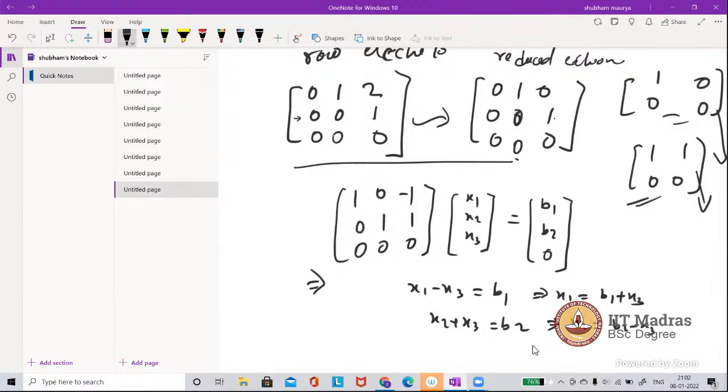b2 minus x3. That is okay. So in this case, sir, x1 and x2 are dependent and x3 is independent. Exactly. So how do we get that? In the row reduced echelon form, or the row echelon form, whatever that may be, consider the pivot element. In which row there are pivot elements, those variables are dependent.